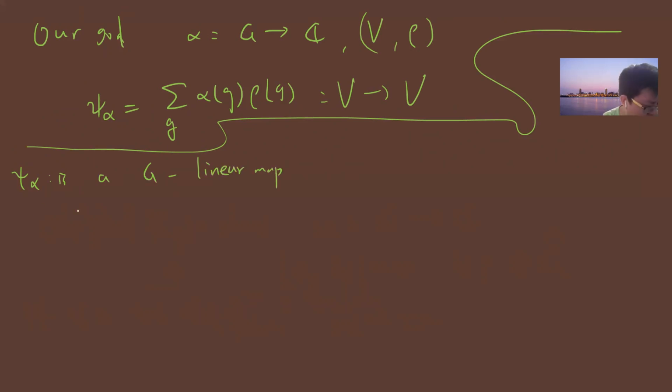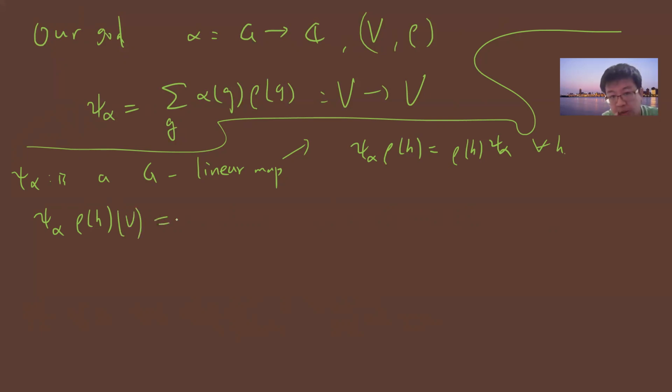Okay, so this should be an exercise because it's just a cumbersome calculation. But let me just do it for you. So in order to prove it's a G linear map, we need to show that phi alpha rho h is the same as rho h phi alpha, right? For any h. So let's say phi alpha rho h on some vector v. So by definition, it is the sum over g of alpha g rho g. So rho g and rho h can be combined by the homomorphism property of this rho.